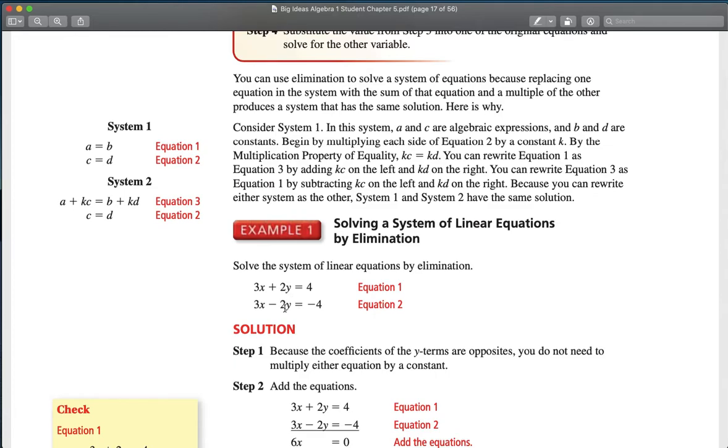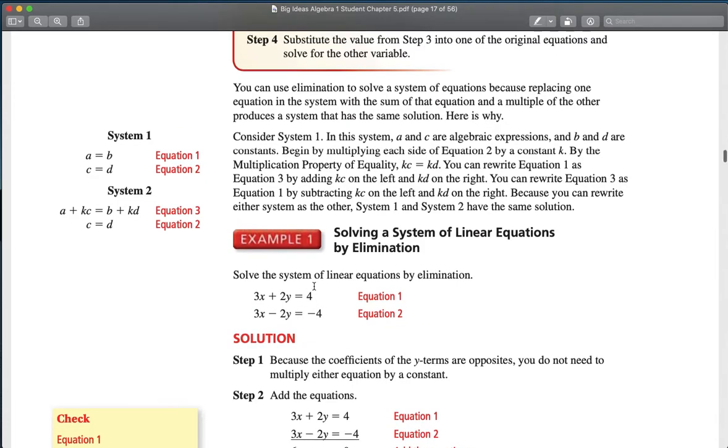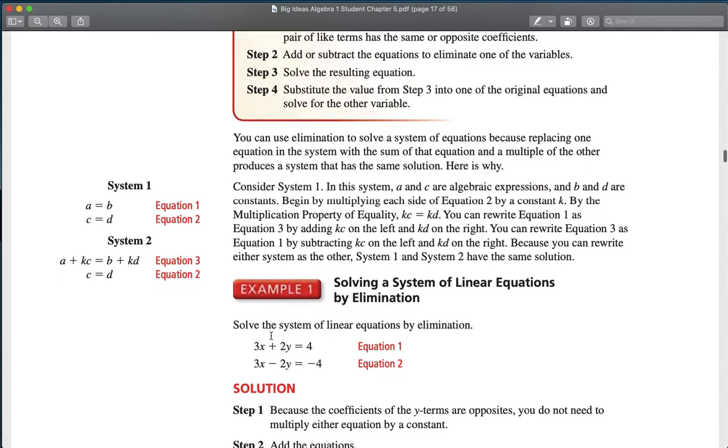Here, what are coefficients? Coefficients are the numbers in front of the variable. So the coefficient of this y is -2. The coefficient of this y is +2. What's the coefficient of this x? It was 3, same as the one in the bottom, for equation 2. So now, we don't have to do anything about step 1 because they're already opposites, right? Now step 2 says add or subtract the equations to eliminate one of the variables.